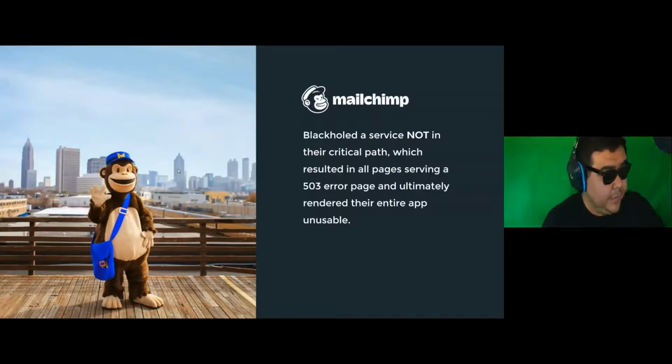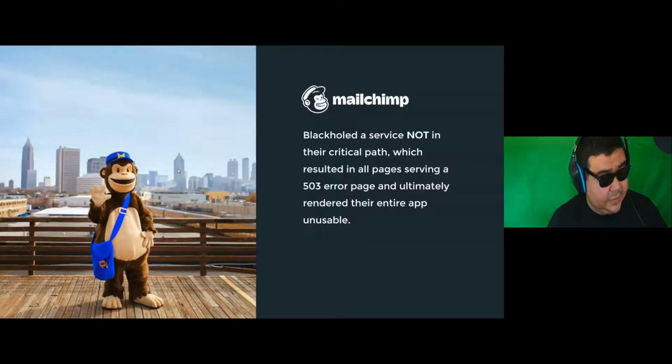In MailChimp, black hole services they believed were not critical to that experience. And what they found was that these were in the critical path, which would cause the entire web app to not work.